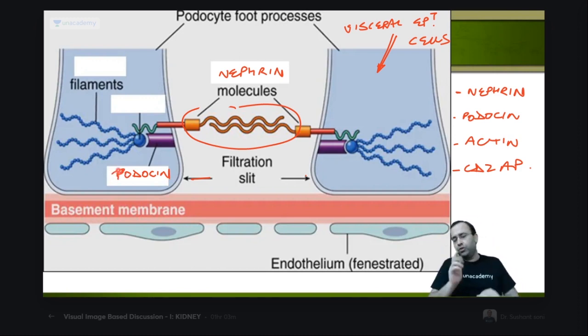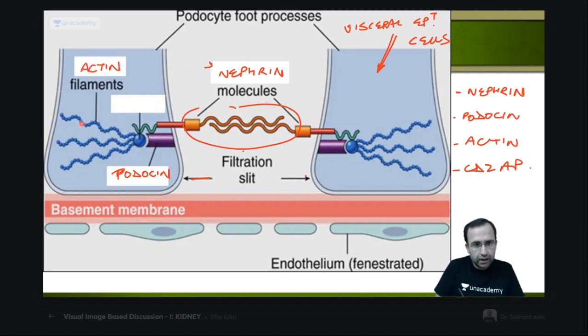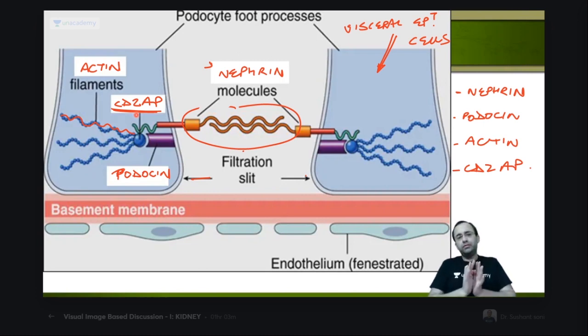Easy to remember. Always remember it as this looks like a leg piece. So leg piece, podocin. So podocin is intracellular, versus nephrin, which is present in the filtration slit. They can simply put a star here and ask you the chromosome abnormality, the Finnish type, anything. Next, these elongated blue ones are the actin filaments, versus the blue dot, which is CD2 associated protein. This is CD2 associated protein, an important slide.